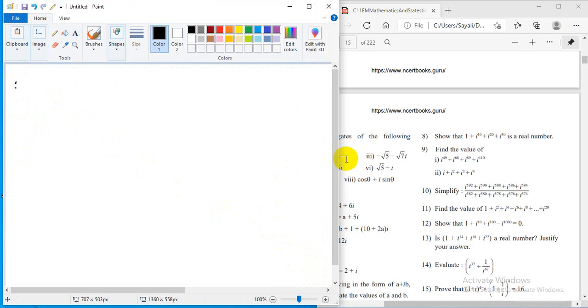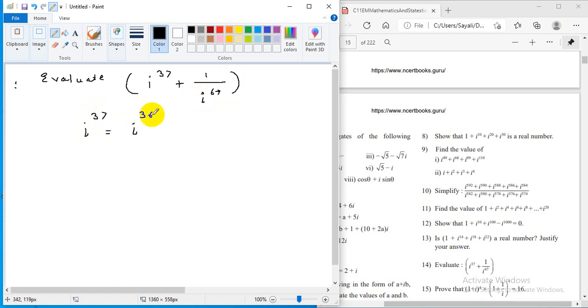नाउ कमिंग टू द नेक्स्ट प्रॉब्लेम, वी विल ट्राय दिस. प्रॉब्लेम नंबर 14. सो व्हॉट दे हॅव सेड, इव्हॅल्युएट. Now what you have to evaluate? See, i raised to 37 plus 1 upon i raised to 67. ठीक आहे. मग आता बघा 37 ही जी क्वांटिटी आहे i raised to 37, यू कॅन राईट इट ॲज i raised to 36 + 1.